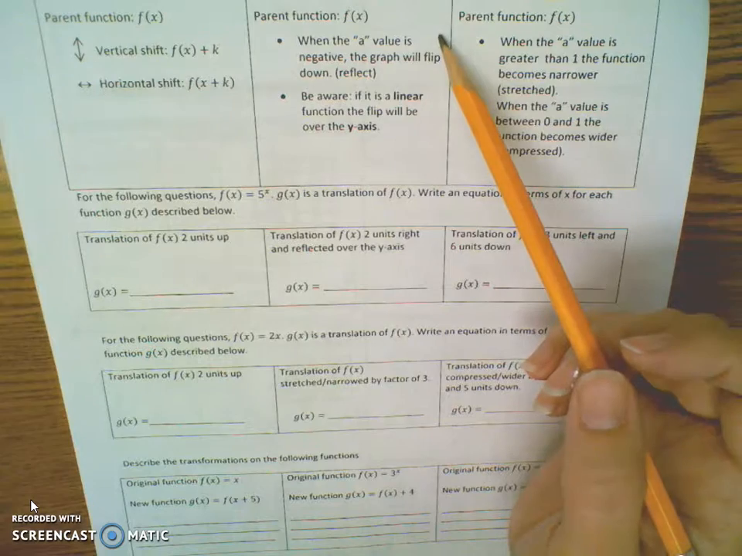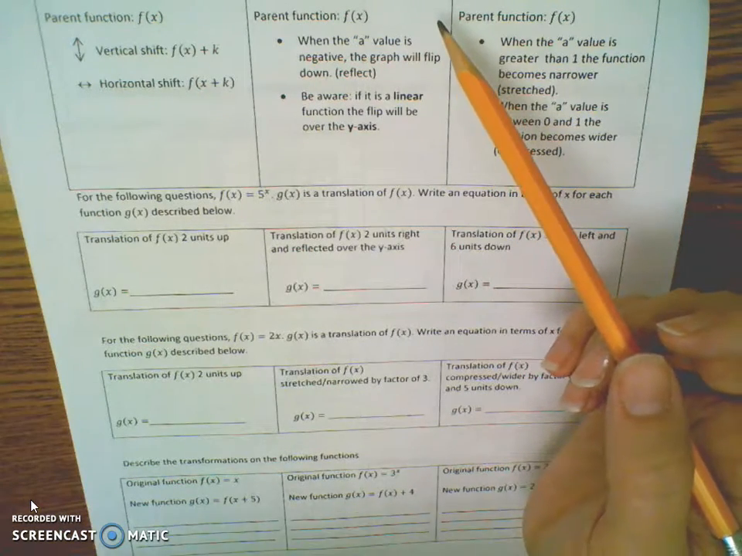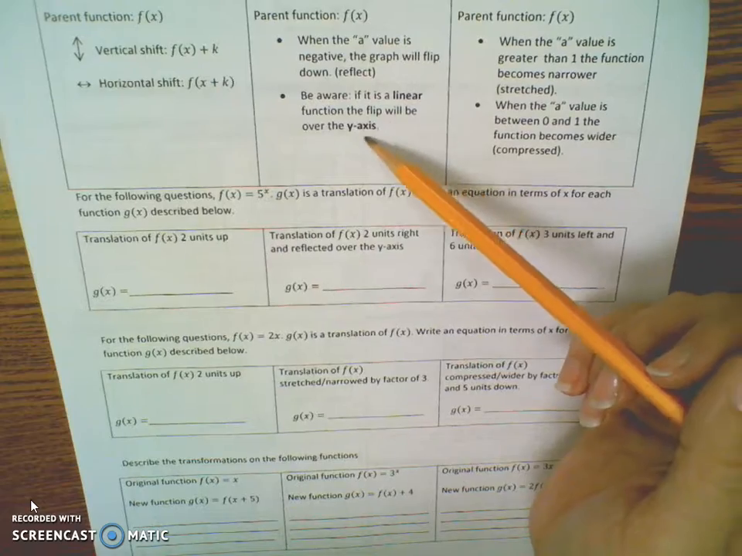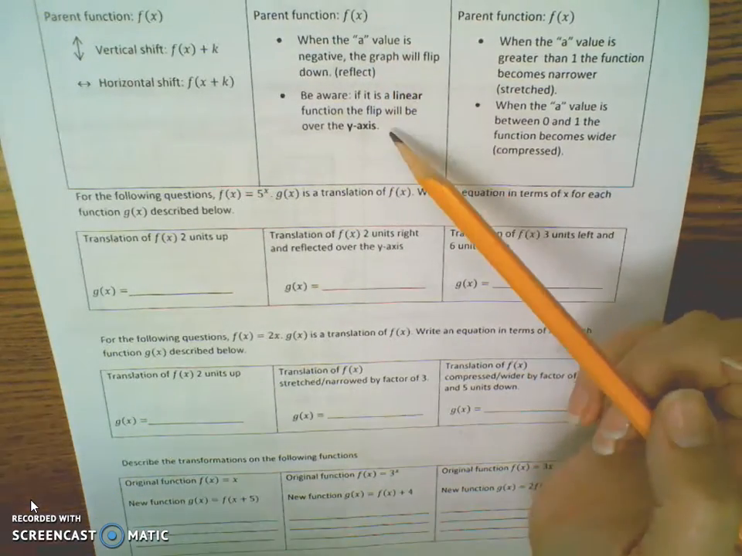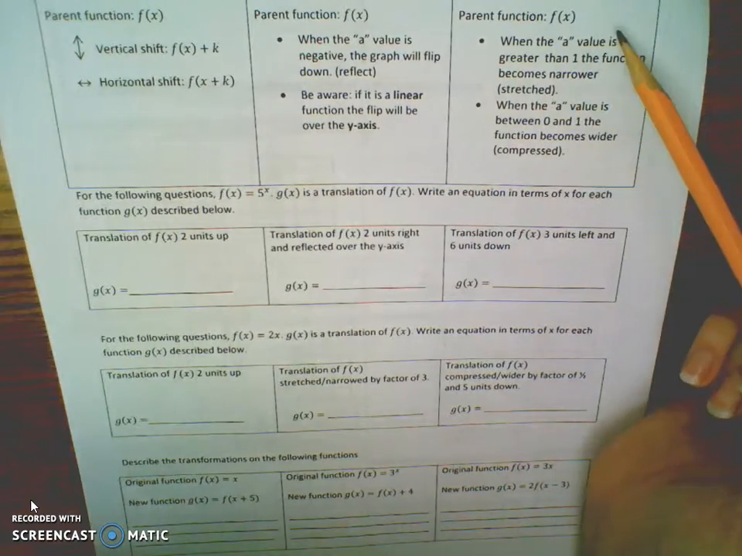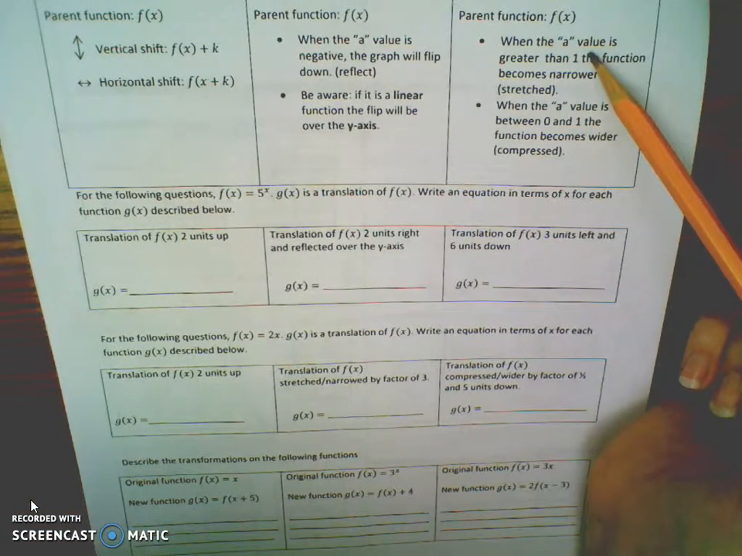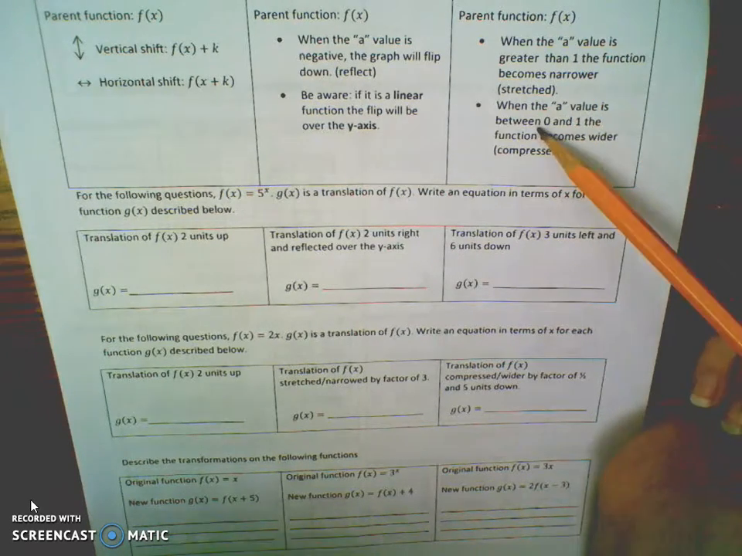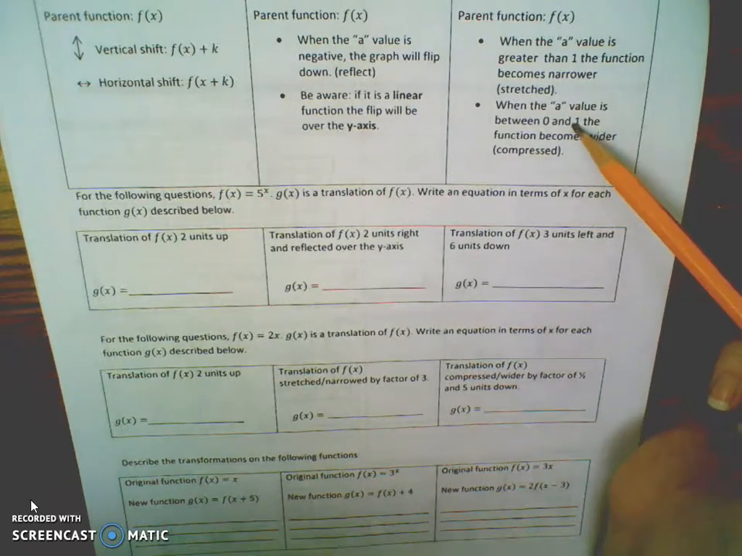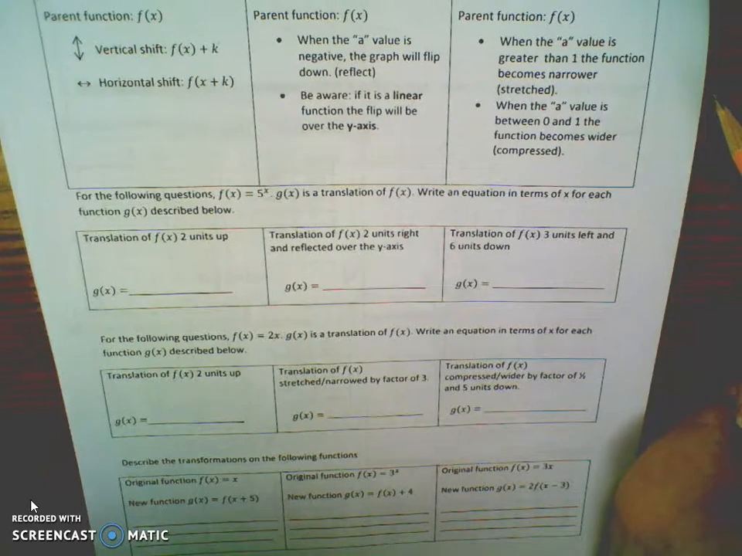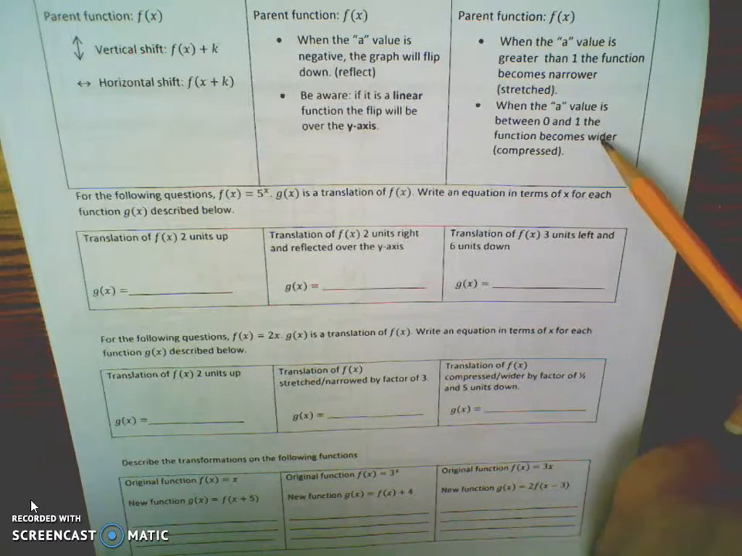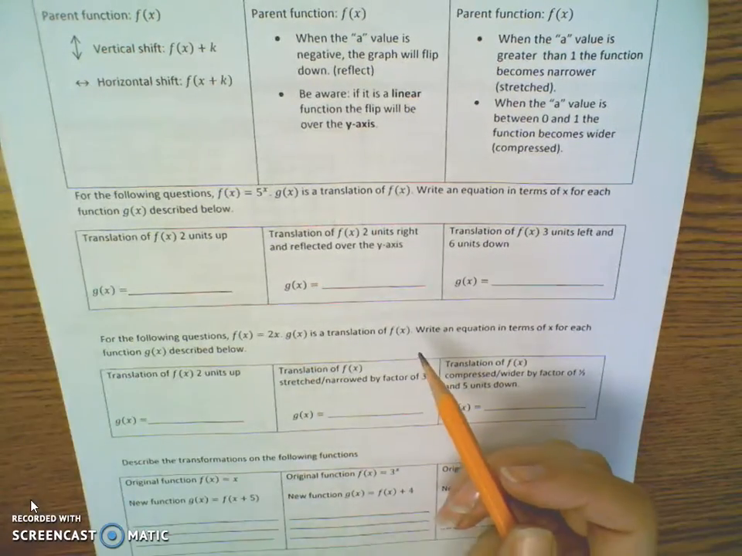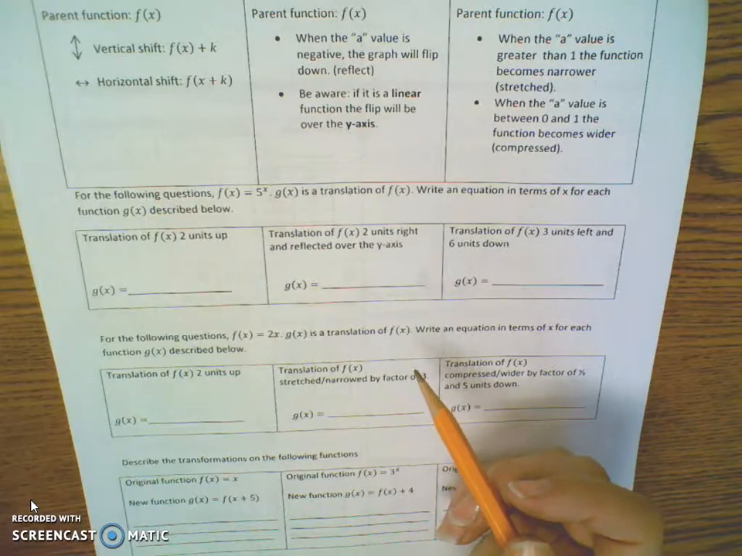If we make it negative, then it's going to flip over the y-axis. If it's a linear function, the flip is going to be, or I'm sorry, over the x-axis. If it's a linear function, the flip is going to be over the y-axis. Right here, when we put something whose absolute value is bigger than 1, it's going to grow faster. If we put something whose absolute value is between 0 and 1, then it grows slower, or we say becomes wider or compressed.